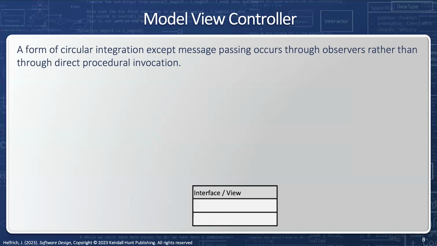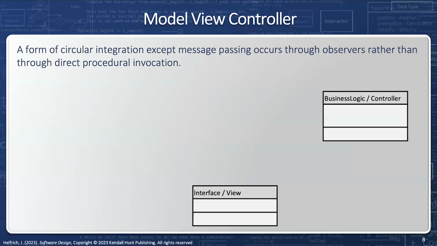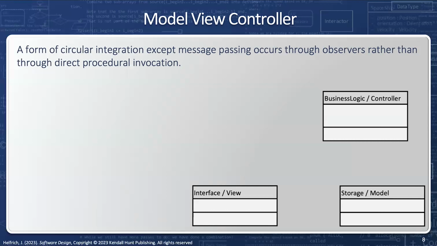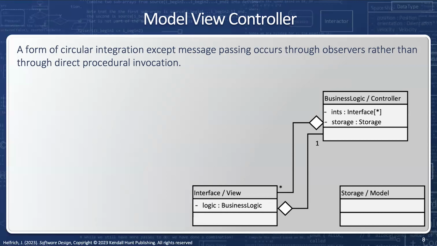We're going to have the interface, which the model view controller calls the view. We're going to have the business logic, which model view controller calls the controller, and then we're going to have the storage, which is called the model. Interface has a reference to business logic, as you'd expect, and there's going to be exactly one. The business logic also has a reference to one or more interfaces, and this is done so that the business logic can notify interface that something needs to happen. Now, there is a one-way communication between the business logic and the storage, and so there's going to be an instance of storage, or it could even be a reference to storage from the business logic.